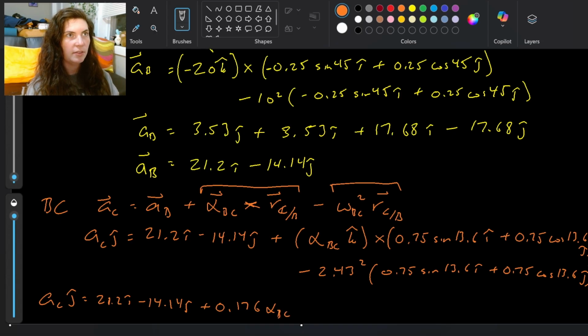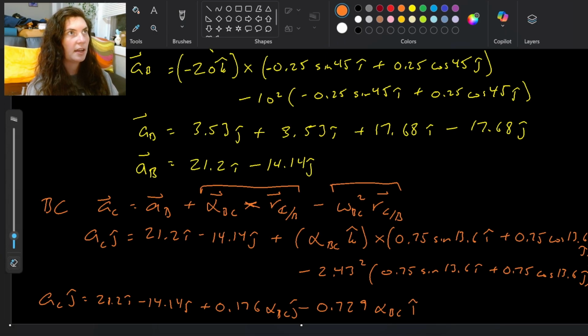And then I'm going to simplify this as well, this alpha BC k times 0.75 cosine 13.6 j, so that gives me a negative 0.729 alpha BC I hat. Sorry, I forgot my j hat on the last one. I can just erase his little hook on the end. Now he's an I.